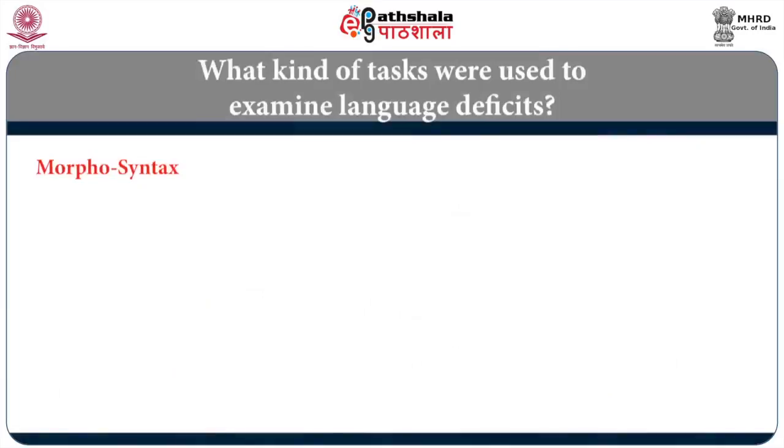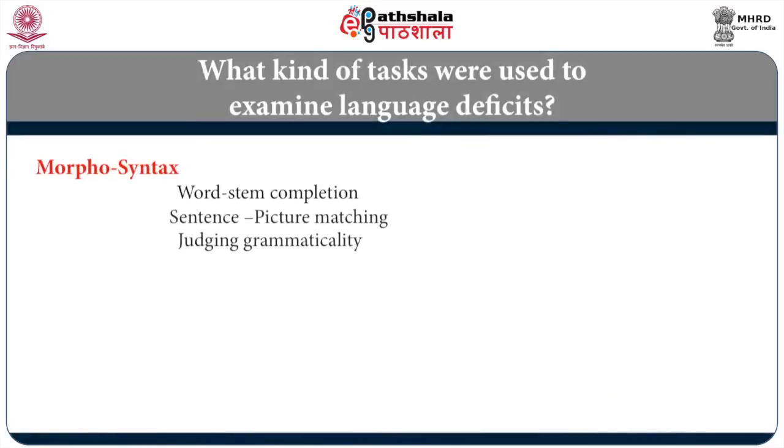Then morphosyntax. Suppose your focus is on whether morphosyntax is intact in this person who has a brain damage? Then you use tests like word stem completion, sentence picture matching, judging grammaticality, and sentence correction. So these are some of the tests that are used.